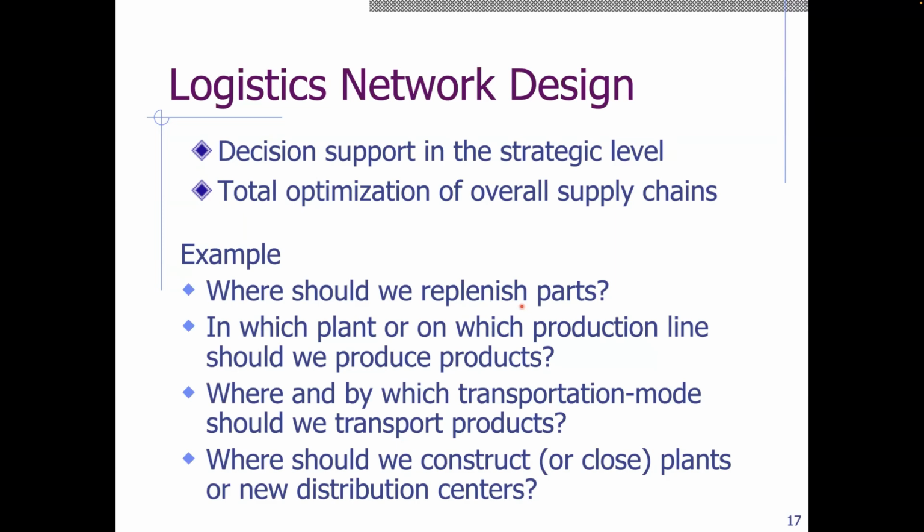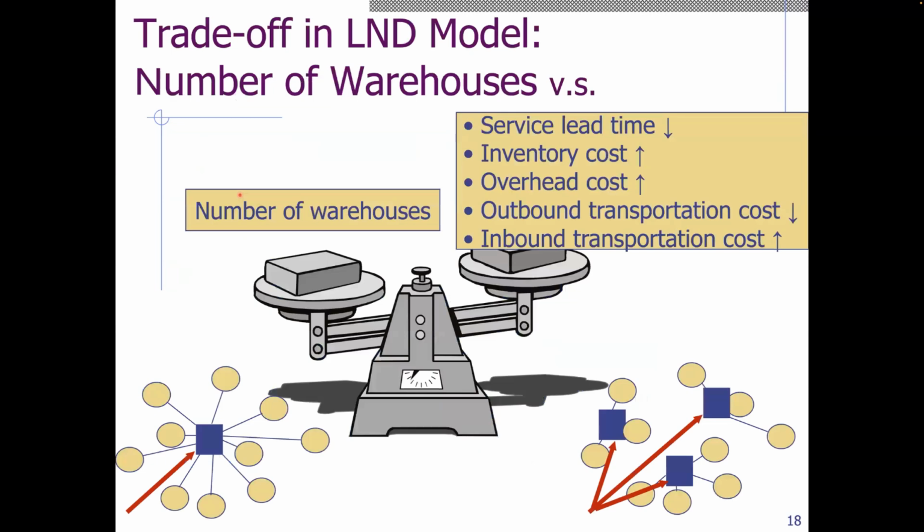There are many decisions optimized in this model. For example, where should we replenish parts? In which plant or on which production line should we produce products? Where and by which transportation mode should we transport products? Where should we construct or close plants or new distribution centers? There are many trade-offs in the model.